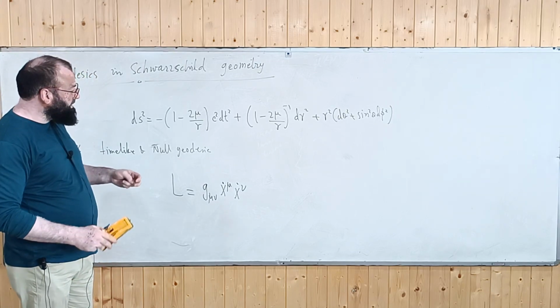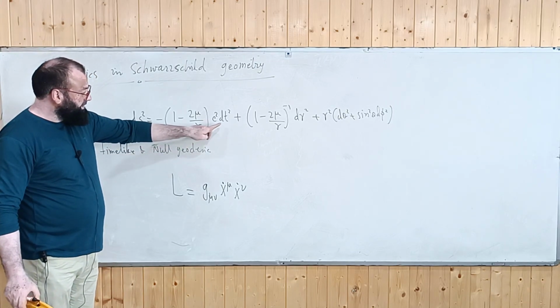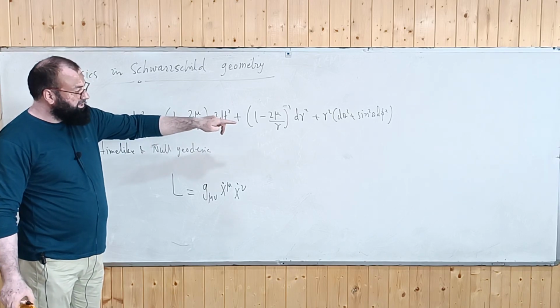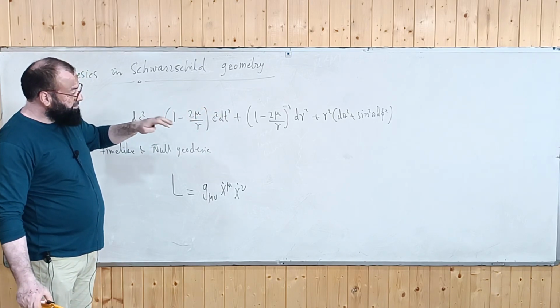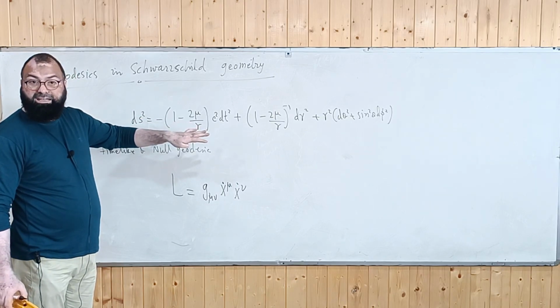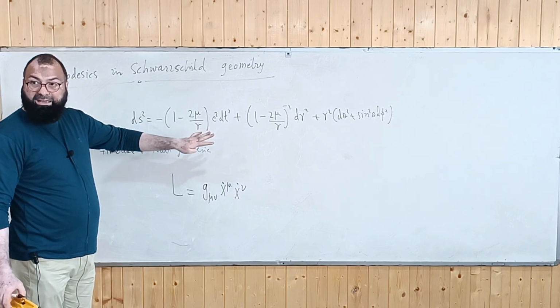Okay. So now how many coordinates are here? Tell me. You are having t, r, theta, and phi. So that means we'll be having how many equations at hand? For each variable, I will be having an equation.